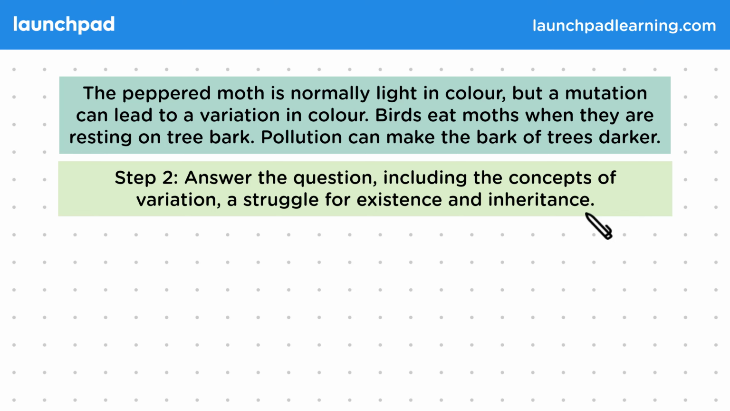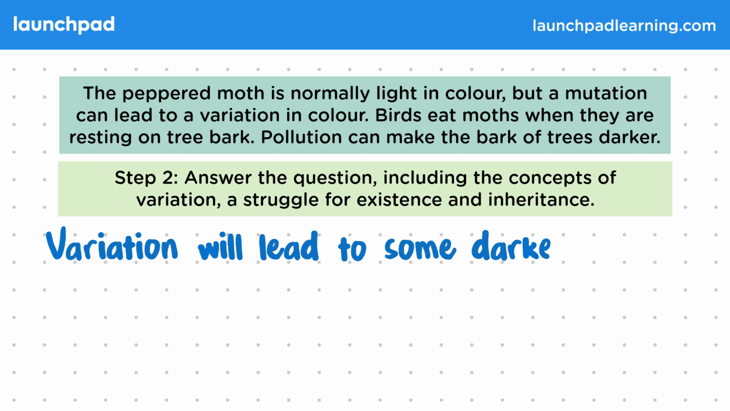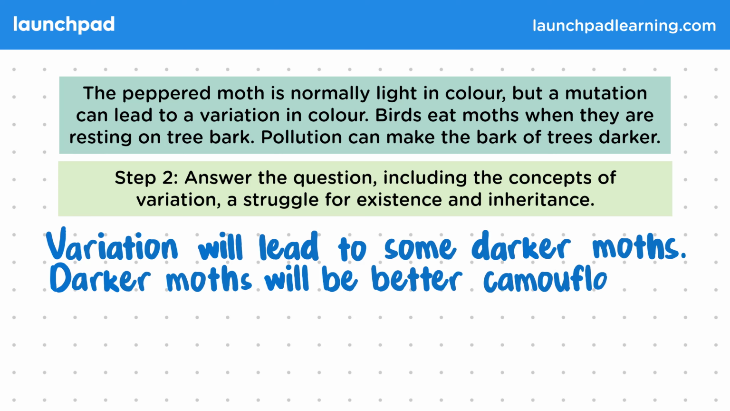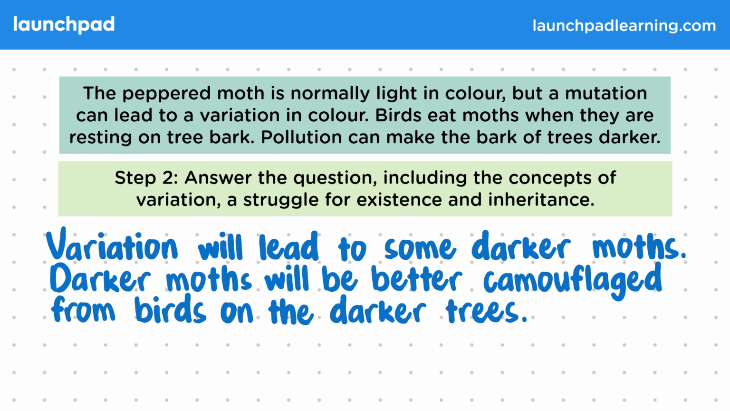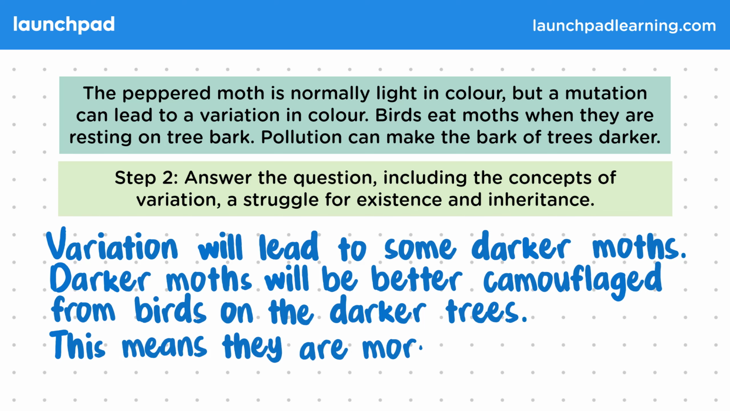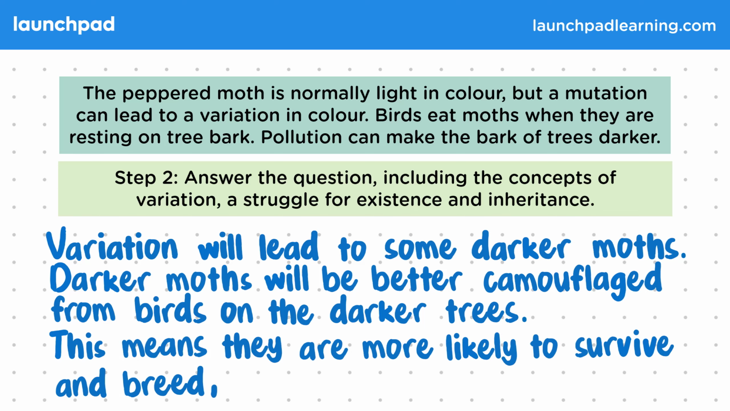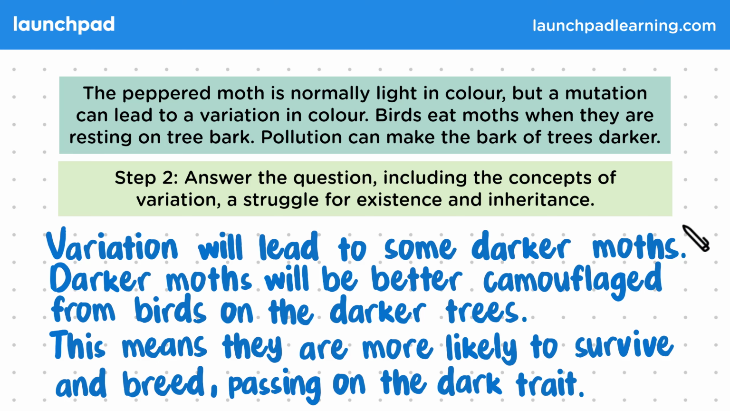So first, let's make a statement about variation. Variation will lead to some darker moths. Now, the struggle for existence. Darker moths will be better camouflaged from birds on the darker trees. Finally, inheritance. This means they are more likely to survive and breed, and then we need to link this to inheritance, so this means that they will be passing on the dark trait. So there's an example of how to answer a question about natural selection in the exam.